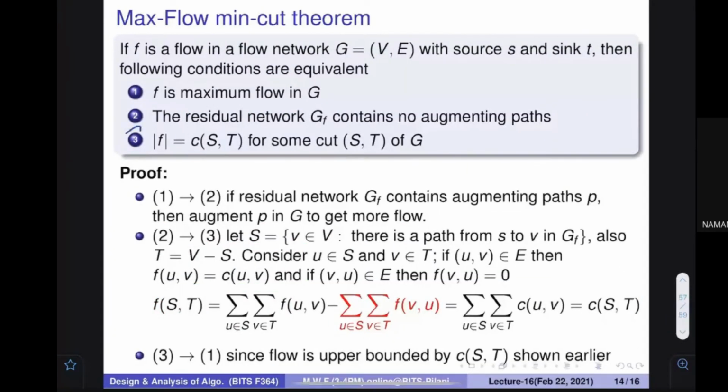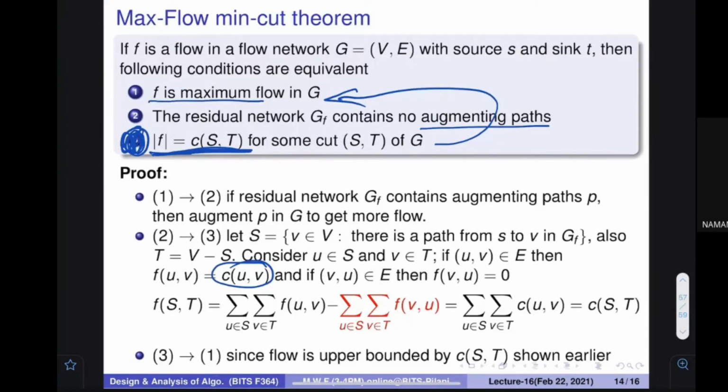From 3 to 1, it means if the flow is equal to the C of S T for some cut, then it is a maximum flow. Again, the same argument says that since the capacity has been reached everywhere, you cannot increase it; otherwise there may be an augmenting path that you could increase along. So this is a proof. This is a very interesting proof.